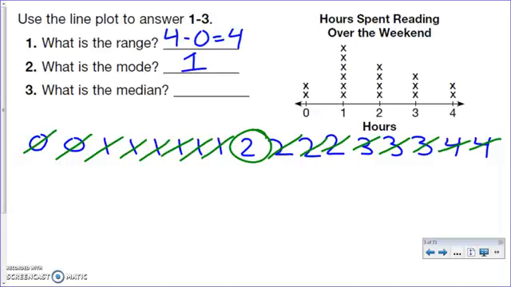And as we go through and we cross the numbers off in pairs there, we're left with 1 number in the middle. So 2 is our median. It is the number exactly in the middle of the data points.